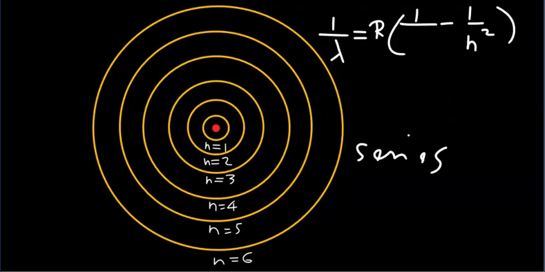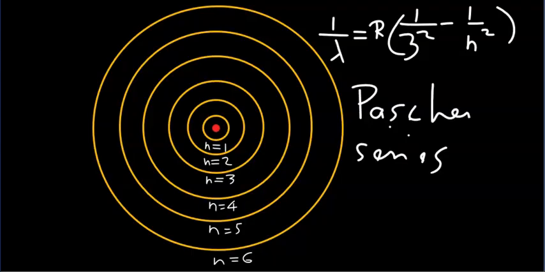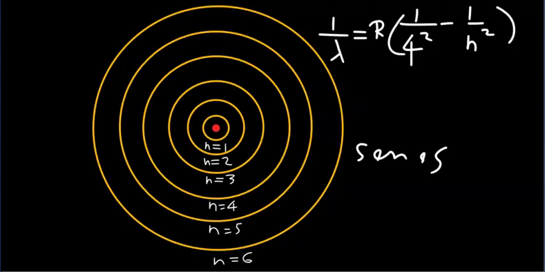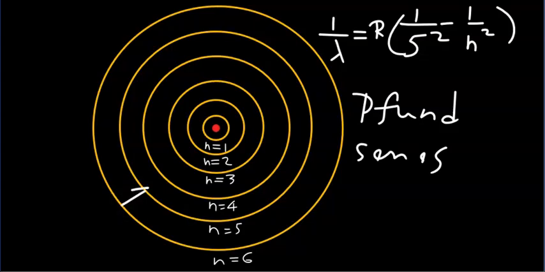If the transition terminates at n equals 3, then the equation for the wavelength will look like that, and the series is known as the Paschen series. For transitions that terminate at n equals 4, the resulting wavelengths belong to the so-called Brackett series. And finally, for transitions that terminate at the n equals 5 orbit, the wavelengths belong to the series known as the Pfund series. One such example is the transition from n equals 6 to n equals 5.